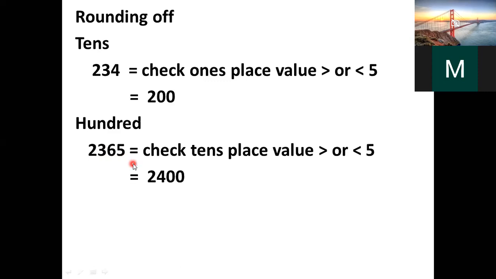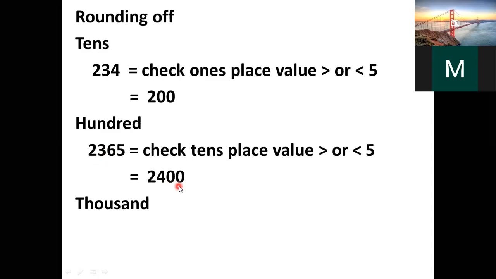2400. Listen children, if you have to round off to the 100 place value, you have to check whether the tens place value is greater than 5 or less than 5. Suppose it is greater than 5, you add 1 to the 100 place, 3 plus 1 equals 4. The 1000 place you do not change. Since 6 is greater than 5, I add 1 to the 100 place, 3 plus 1 is 4, and put 0 in the tens place and 0 in the ones place. So the answer is 2400.